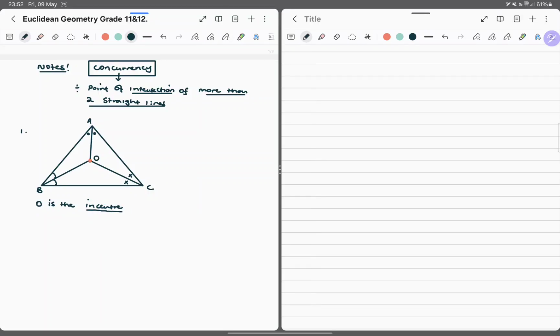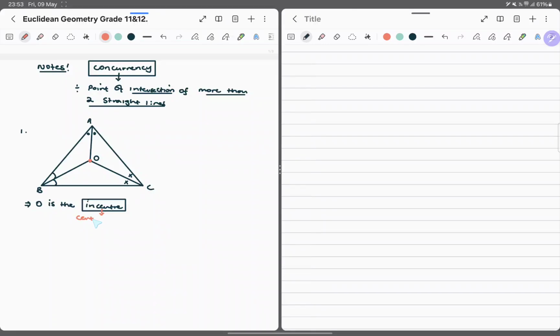We call this an incenter. So this is an incenter, right? Good. So if these are bisectors of the angles of a triangle and they are concurrent about point O, it implies that point O is the incenter.